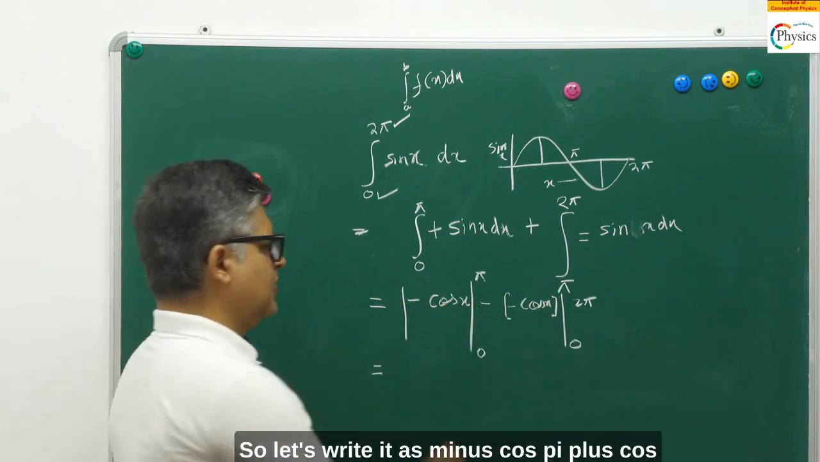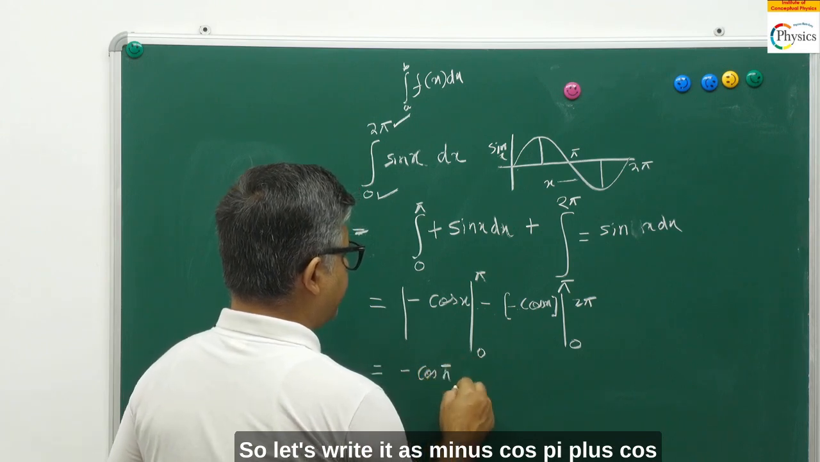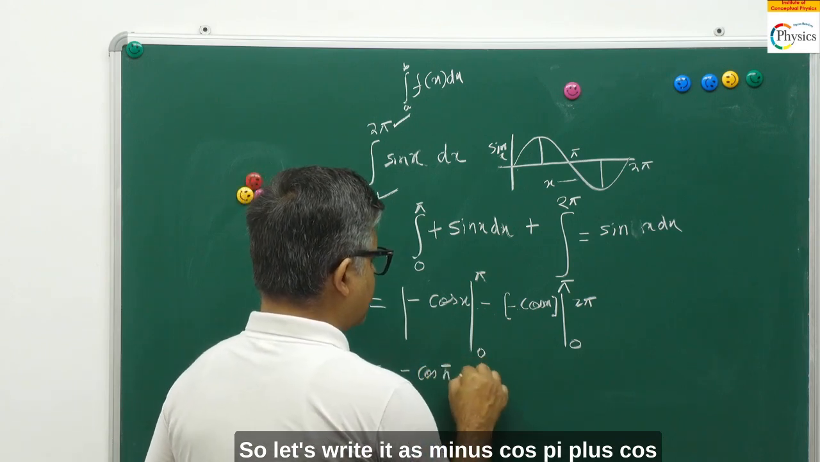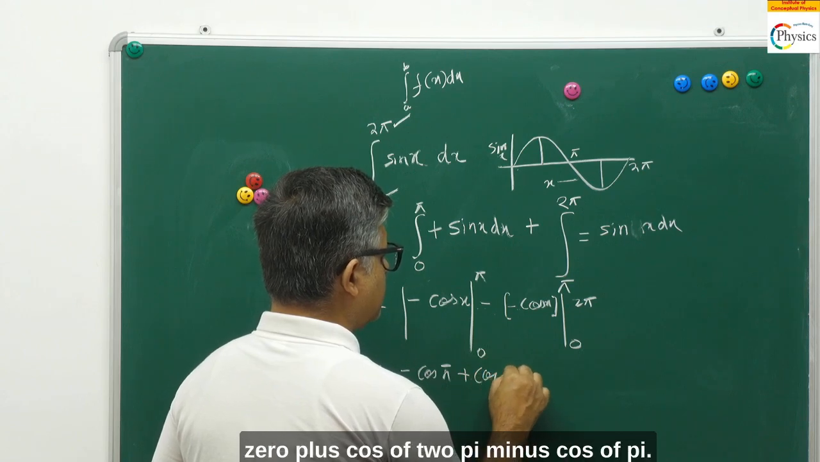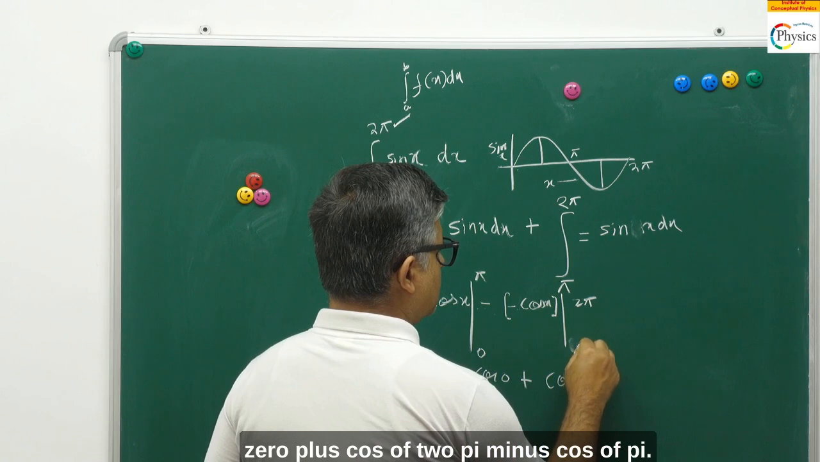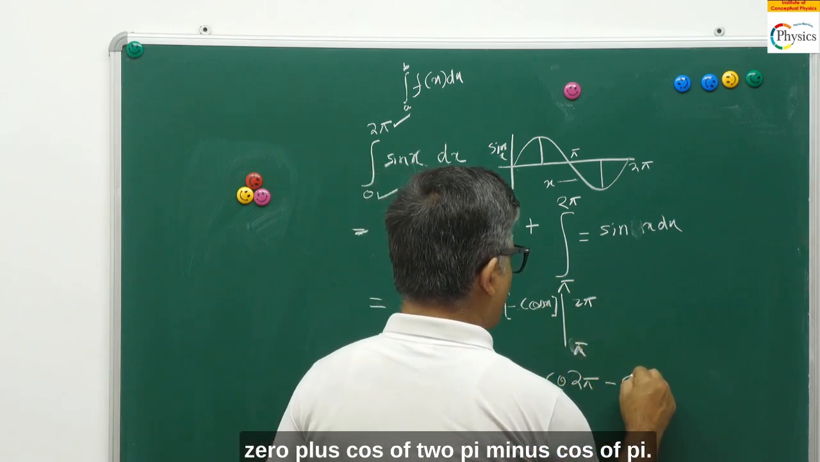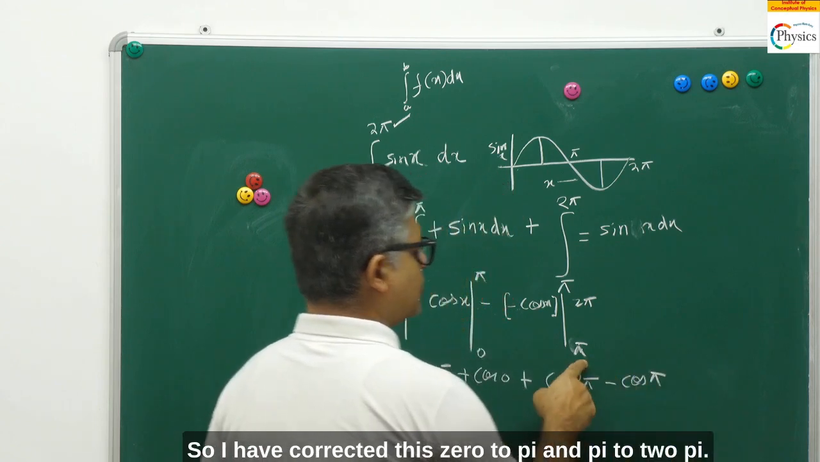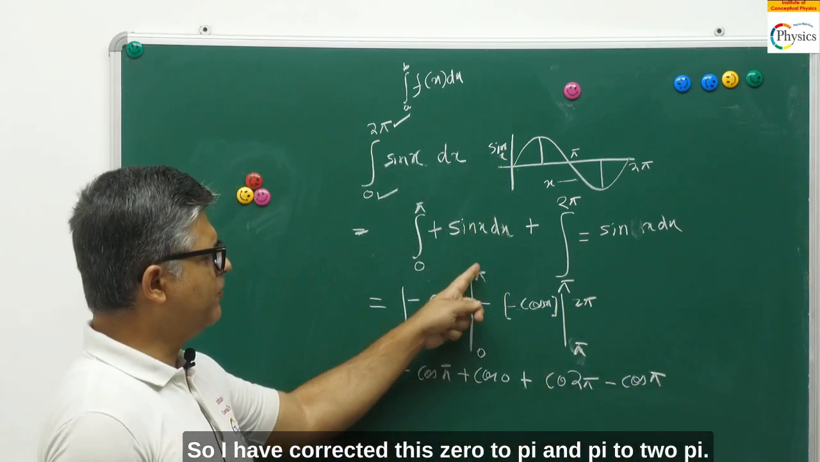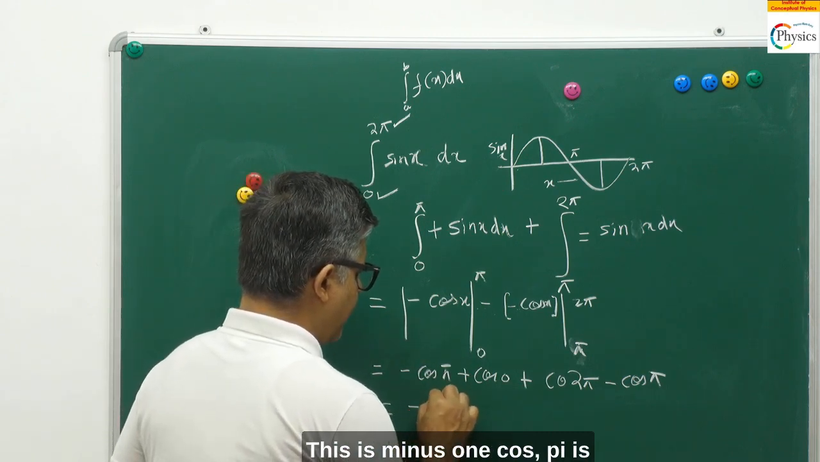It is not. So let's write it as minus cos pi plus cos 0, plus cos of 2 pi minus cos of pi. So I've corrected this, 0 to pi and pi to 2 pi. So this is minus 1.